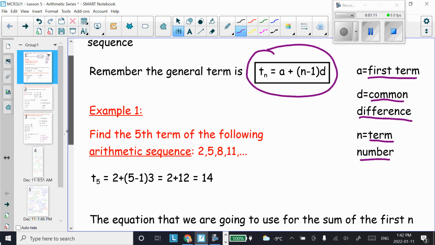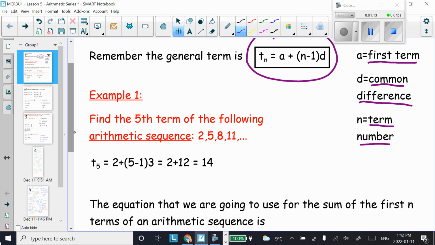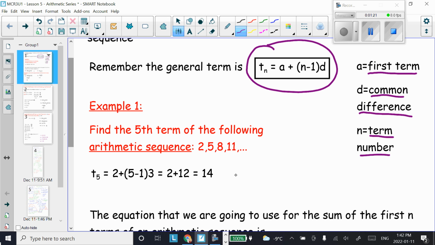All right, so I'm going to go through 3 examples. The first example is: find the fifth term of the following arithmetic sequence. This is something that we've done already in the past, and then I'm going to use this example for us to find the sum of those terms, which would be the series. I picked a really easy one on purpose so that you could do it without the equation to check if the answer is correct.